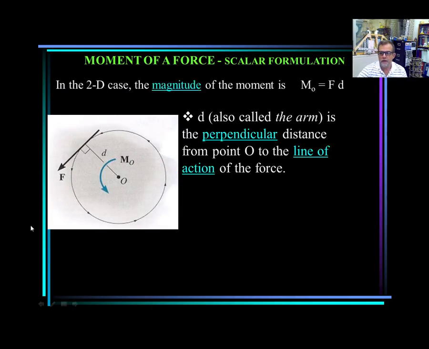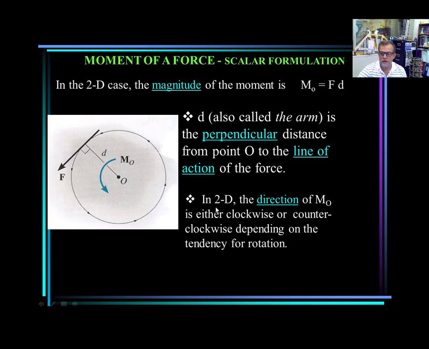Okay, so arm is the distance from the point to the line of action of the force, perpendicular, and the direction of the moment in 2D is just expressed as clockwise or counterclockwise all the time. You can use positive or negative if you say it beforehand, clockwise positive, counterclockwise negative, or vice versa, whatever convention you want, but you say clockwise or counterclockwise. That's the direction that you give to the moment.